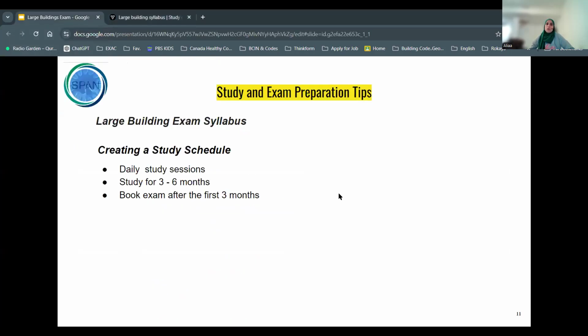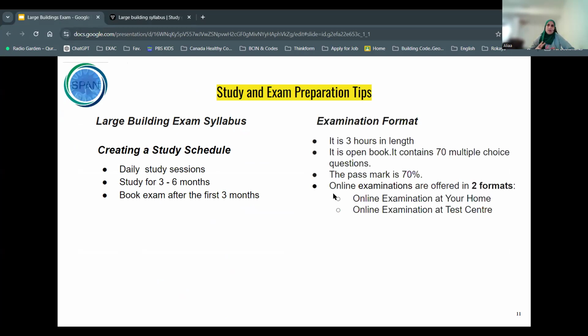Second step, you need to create a study schedule. A study schedule consists of two things. You have to have a daily study session, a minimum of 2 to 4 hours. This study schedule takes a minimum of 3 to 6 months. And you have to book your exam after the first 3 months.